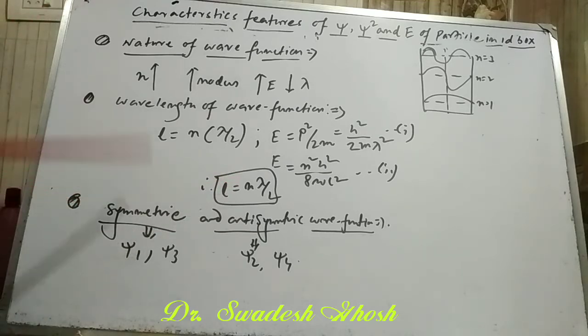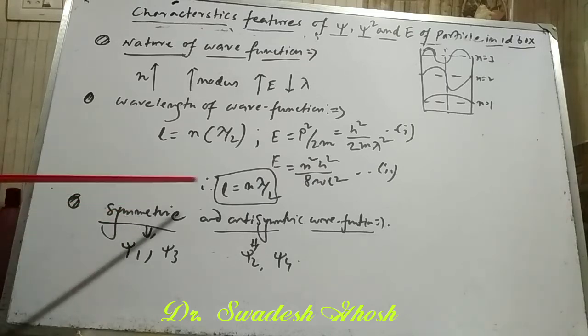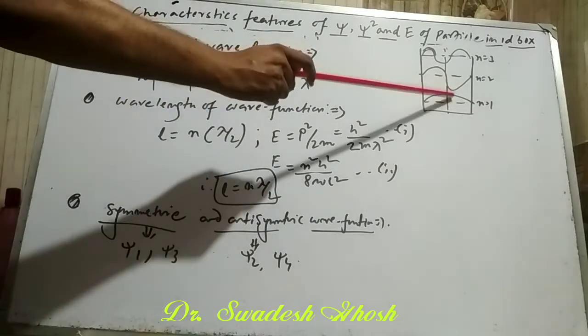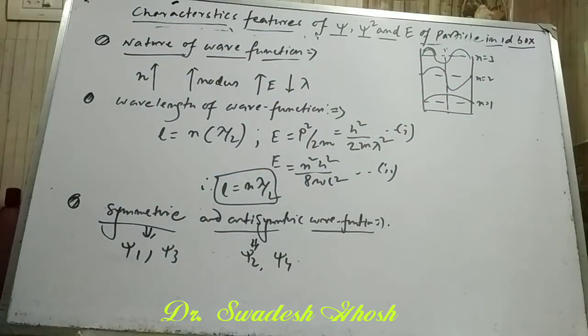Next we'll start the symmetric and anti-symmetric wave functions. Based on the symmetry of the function with respect to the midpoint of the box, the wave function can be classified as a symmetric wave function or even function having a center of symmetry, and an anti-symmetric or odd function having no center of symmetry.